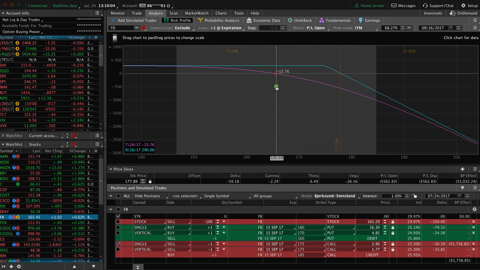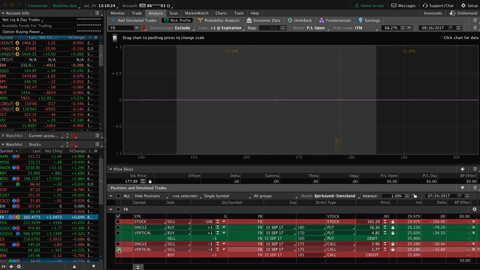Now, if Facebook continues to explode to the upside, that's where our risk lies. You can see this risk, and you can see the potential loss depending on how high Facebook got. So you're trading off that high probability of success for that upside risk. The next and last strategy would be to sell a call vertical.